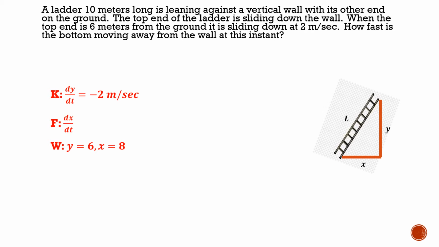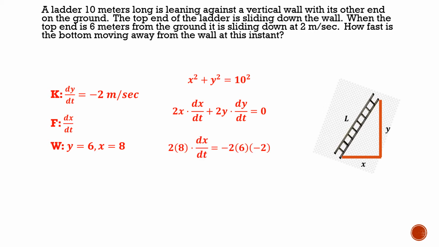And then I also know if the top end is 6, then the bottom end, or the x value, must be 8. I know that because the ladder is 10 meters, so it's like a 3, 4, 5 triangle. All right, so setting up a formula, I can use the Pythagorean theorem since I'm dealing with a right triangle. I have x squared plus y squared equals 10 squared. Understand that the length of the ladder is not changing. So when I take the derivative, I get 2x dx/dt plus 2y dy/dt equals 0, because the length of the ladder is a constant.